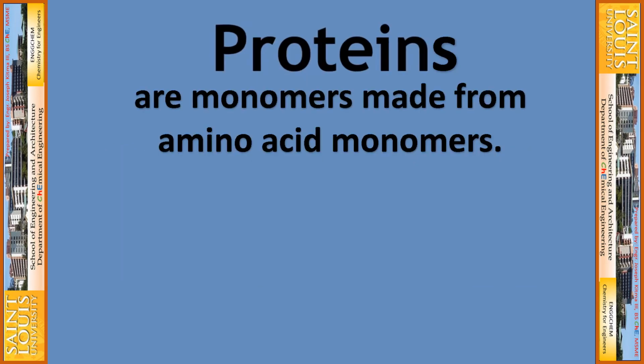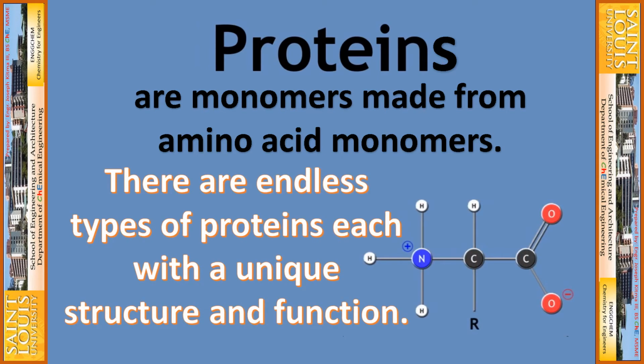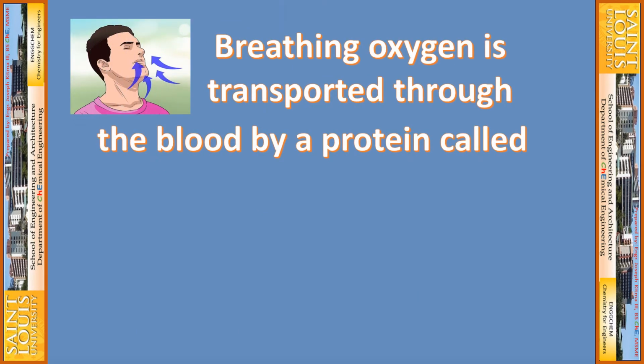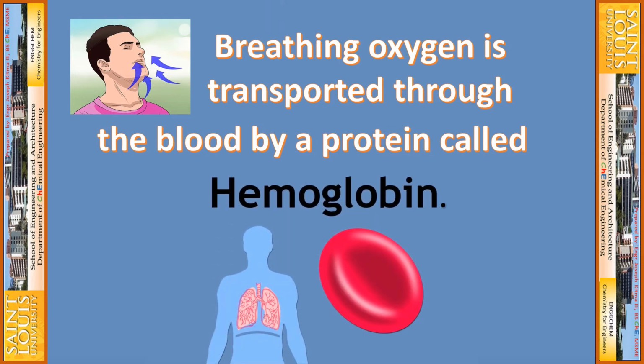Proteins are polymers made from amino acid monomers. There are endless types of proteins, each with a unique structure and function. Breathing oxygen is transported through the blood by a protein called hemoglobin.